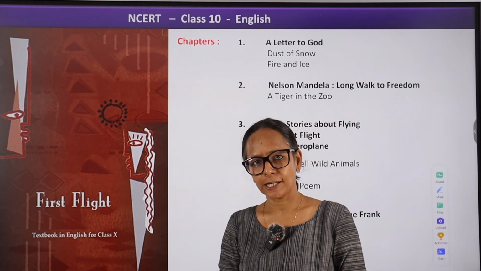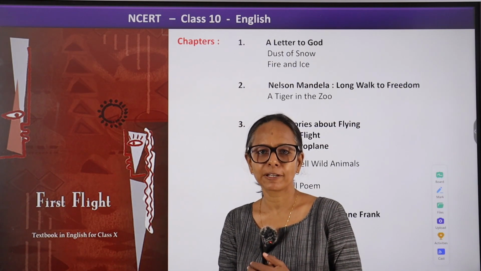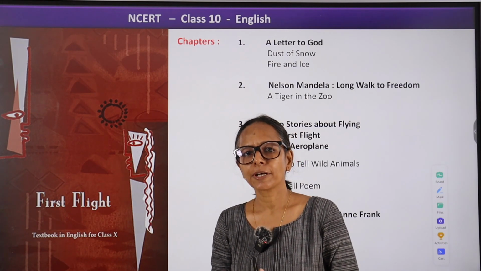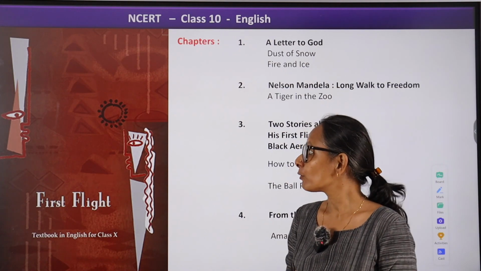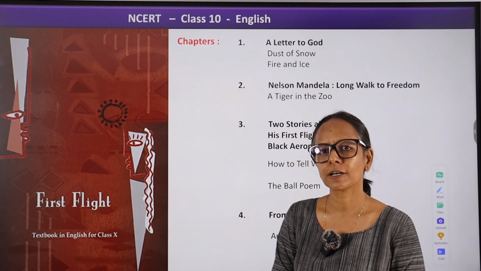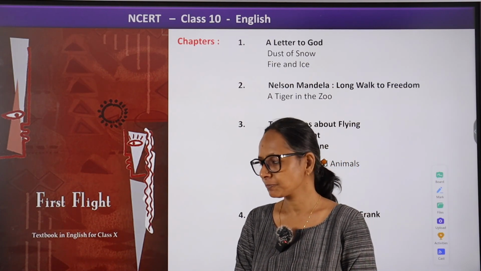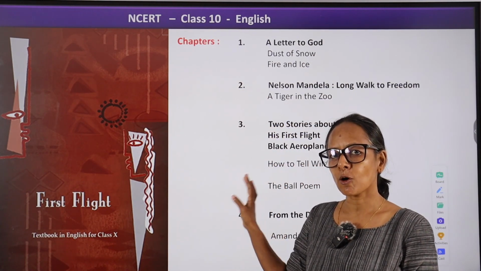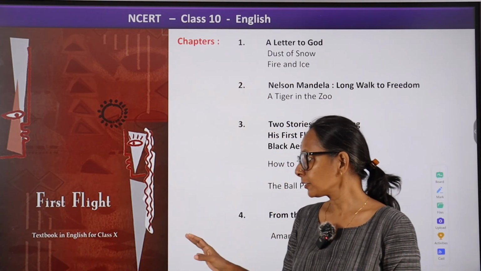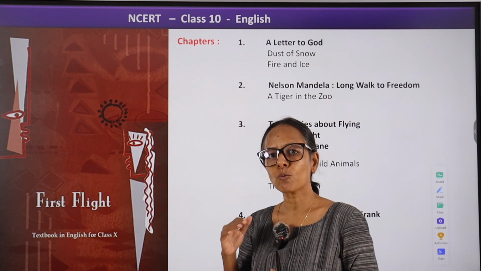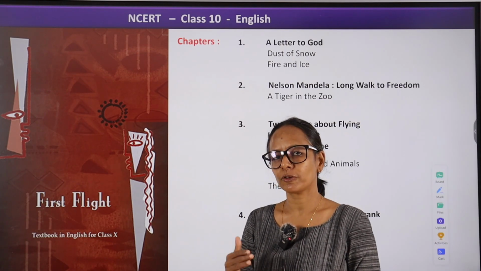We will be learning English and we will be doing grade 10 now. 10th grade English has two books. One is First Flight and the other is Footprints Without Feet. We will first be focusing on the chapters in First Flight. Let us first know what is there in this book, First Flight.